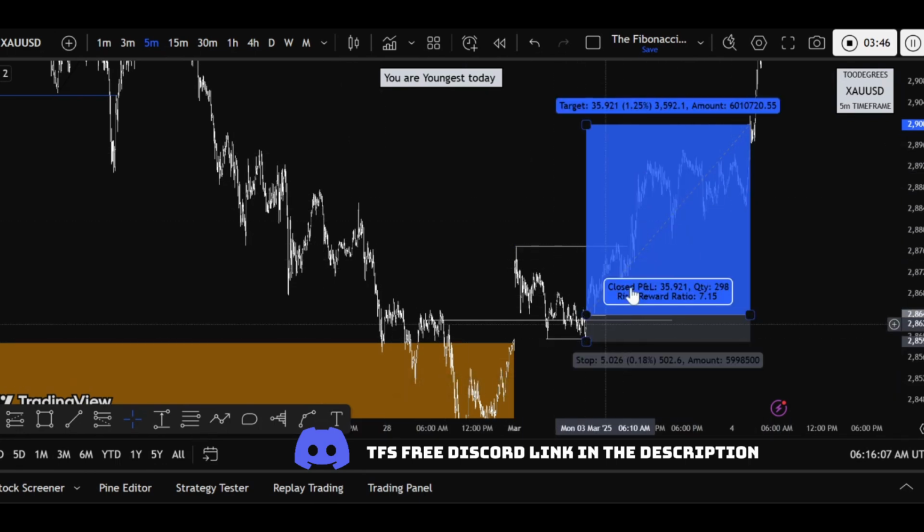I would not ideally recommend capturing moves like this every time. I would recommend 1:3, 1:2, or 3.5, because that's good. If you are looking for swings, yes, you can capture all these kinds of moves.